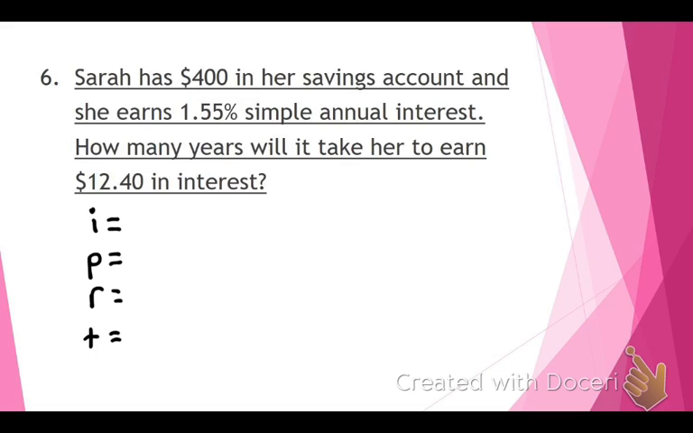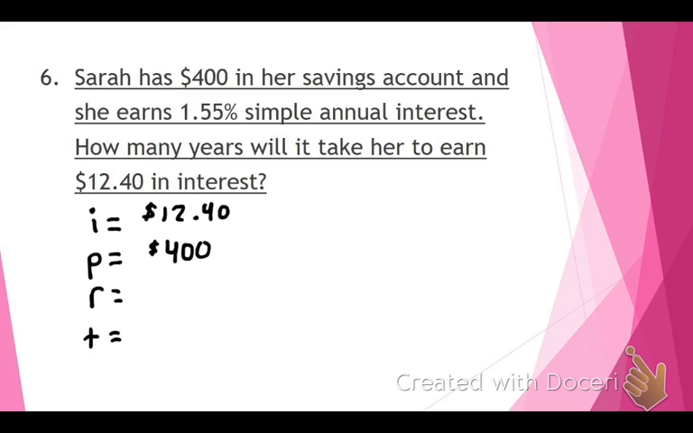Okay, do we know the interest? Yes. What is it? $12.40, okay? It tells us how long it is going to take her to earn this in interest. So you can see right there, it does give me the interest. Ashley, do I know the principal? The amount of money that she deposited or borrowed? $400, okay? Like it was said earlier, that's typically going to be the largest number in the problem, but always double check. She has $400 in her bank account, so she deposited at some point.